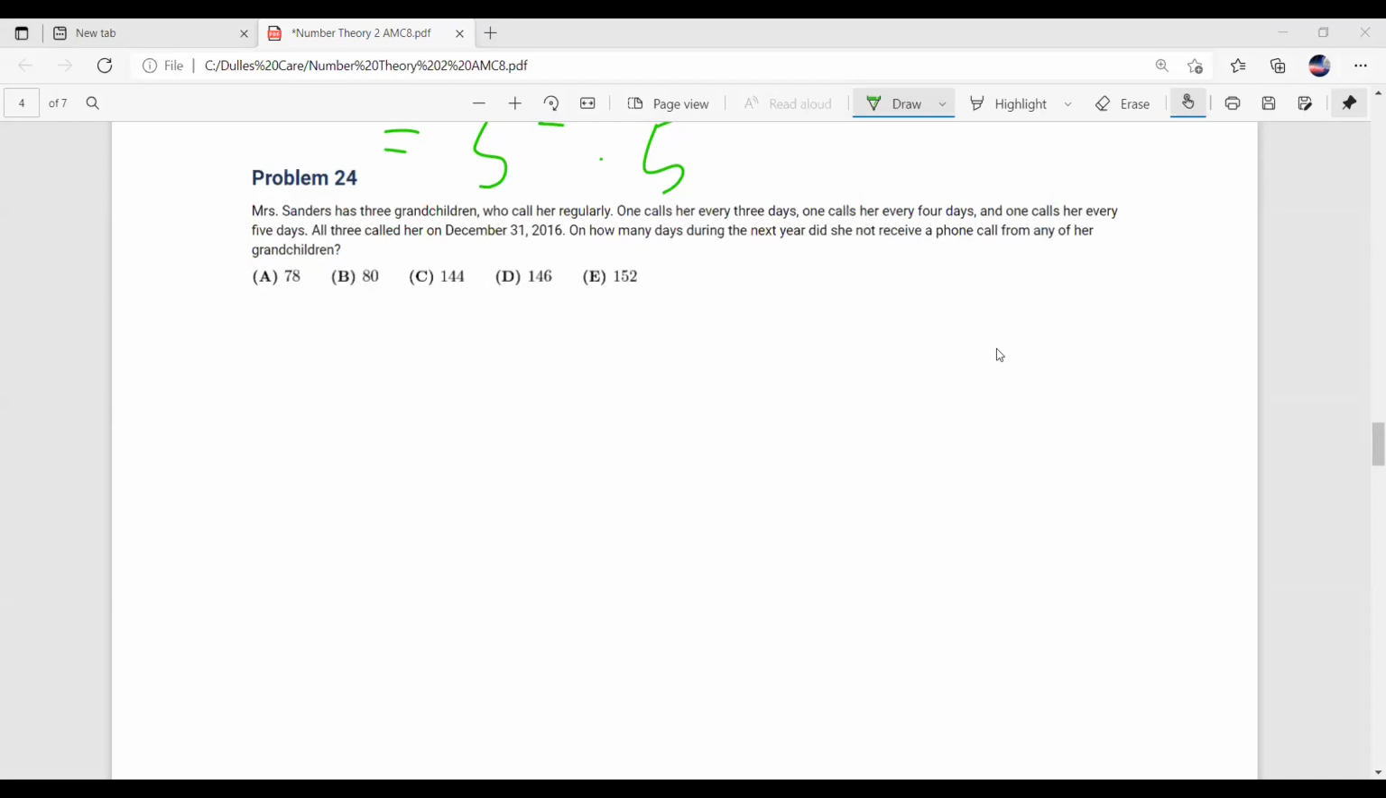So if no one has any questions, let's look at problem 24. Mrs. Sanders has 3 grandchildren who call her regularly. One calls her every 3 days, one calls her every 4 days, and one calls her every 5 days. It's very clear to see who's the favorite grandchild. All 3 called her on December 31st, 2016. On how many days during the next year did she not receive a phone call from any of her grandchildren?